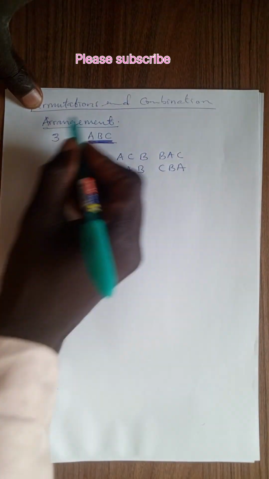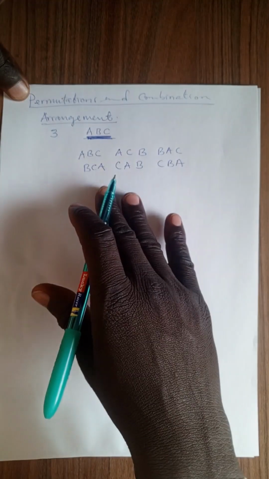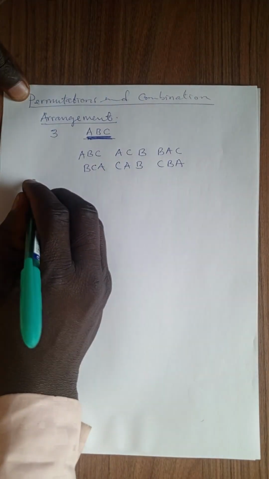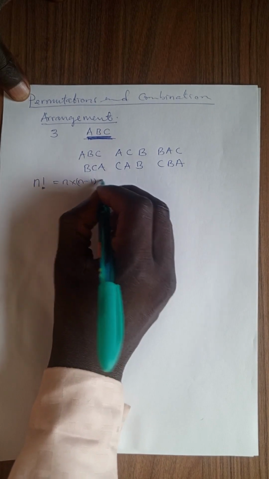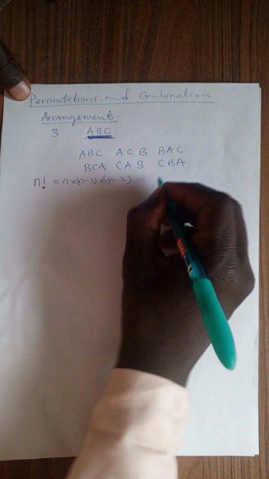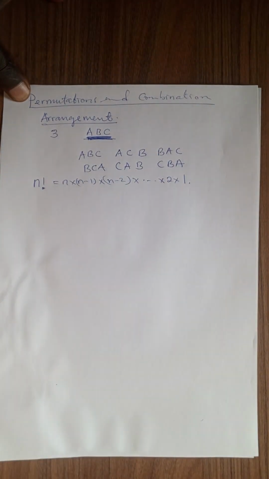And so, when we are arranging n items all at once, taking all at a time, the number of ways of doing that is given by n factorial. n factorial is written as n with an exclamation mark, and this is the product of the integers from 1 to n, meaning n factorial equals n times n minus 1, times n minus 2, and you keep on reducing until you reach times 2 times 1.